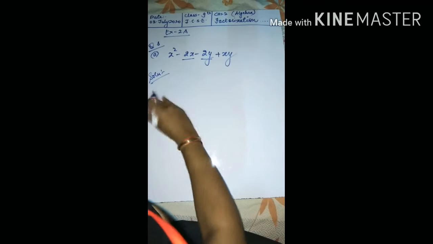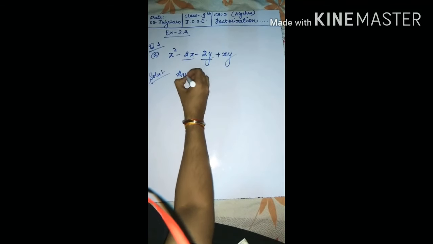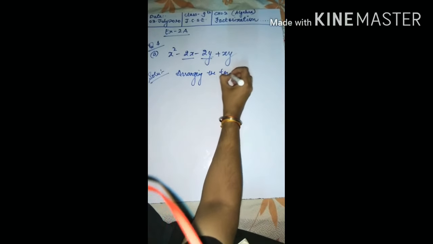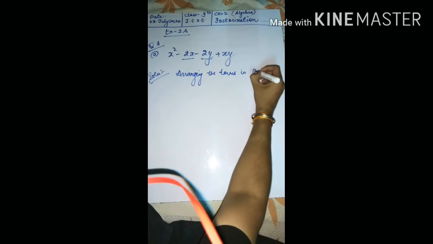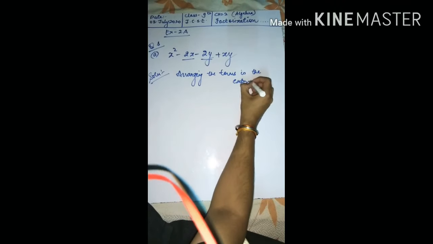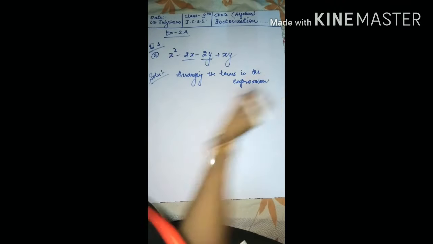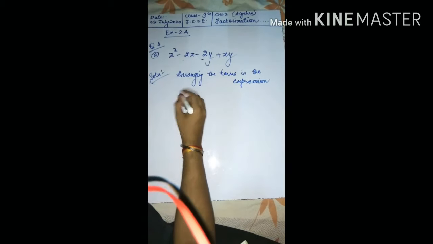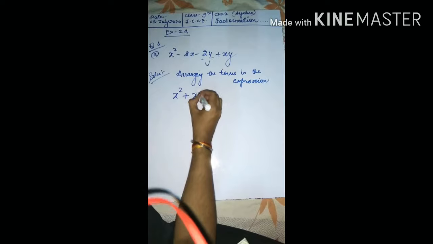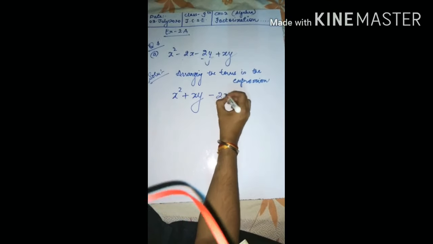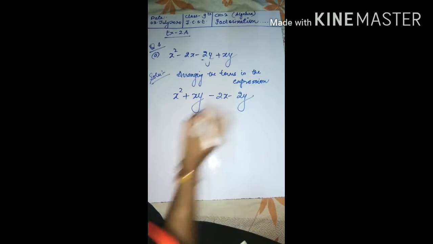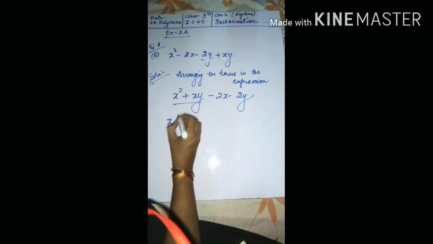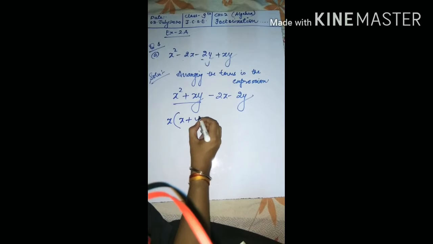So what are we doing? We are arranging the terms in the expression. These two we are taking close. So x square plus xy and minus 2x minus 2y. Now from this one, what can you take common? You can take x as common. You are left with x plus y.